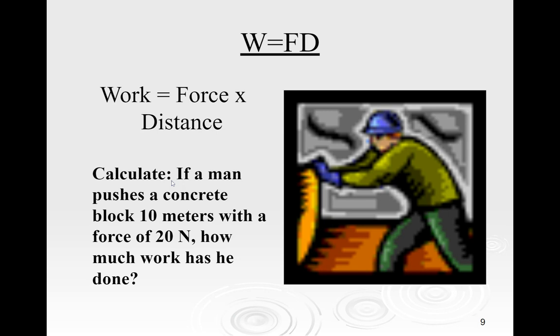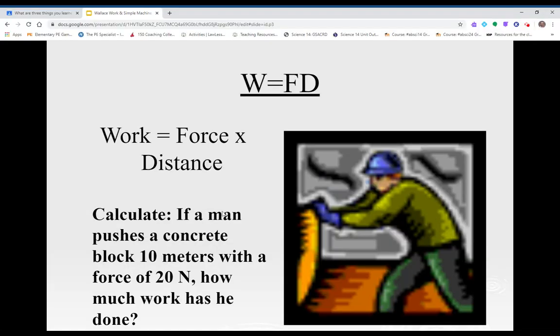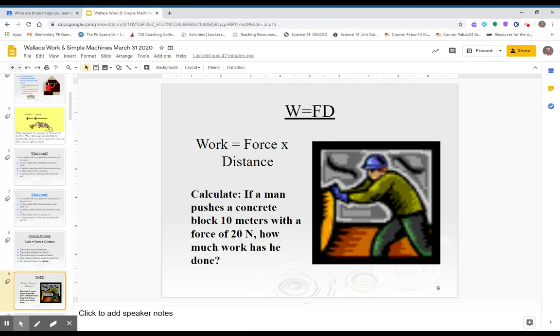So calculate. If a man pushes a concrete block 10 meters with a force of 20 newtons, how much work has he done? All right, I am going to hop out of my slideshow here, and let's see if I can do this here. So we said that my distance is 10 meters. It's a little hard writing on the computer. Distance is 10 meters. I believe they said force is 20 newtons. It's a little messy. 20 newtons.